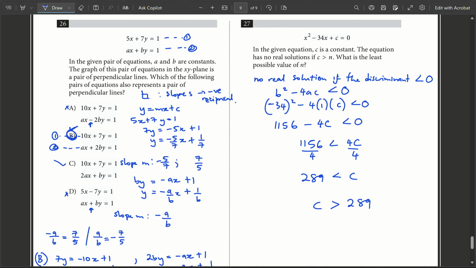That means since we're looking for the least possible value of n, it becomes 289.